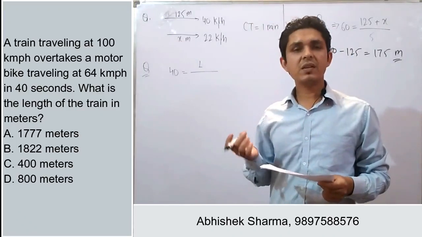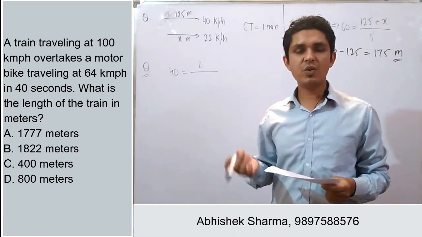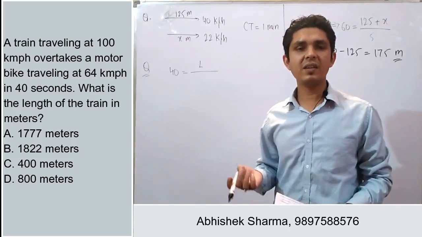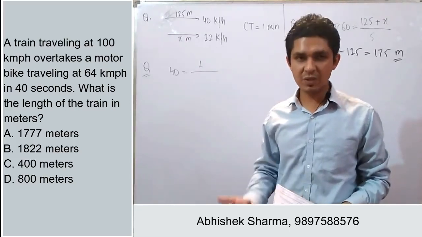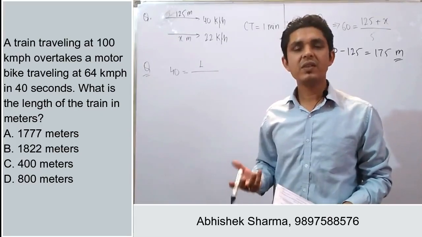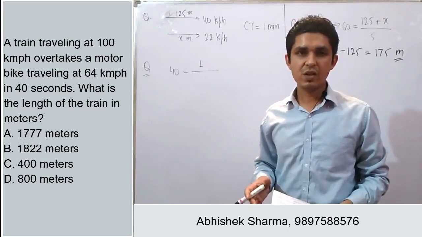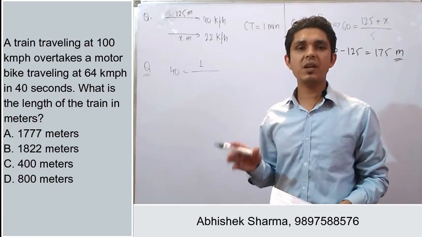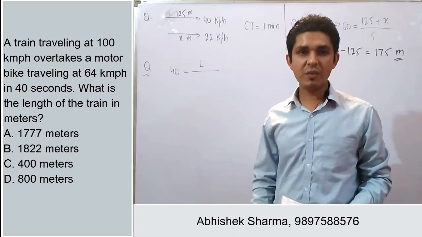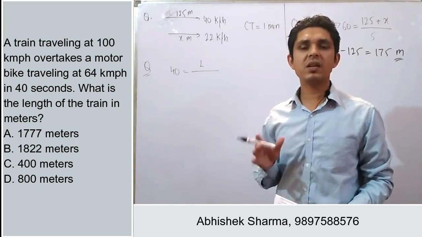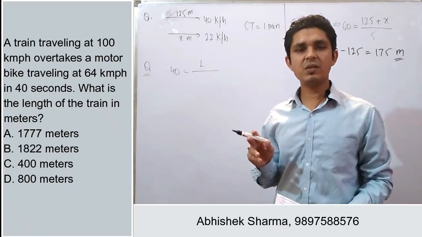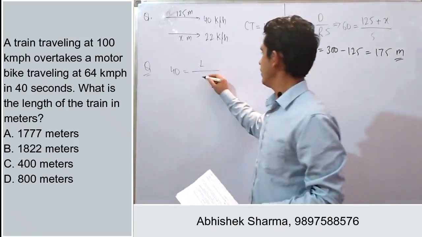Now when a train is overtaking a motorbike, then it is very obvious that both the motorcycle and the train will be going in the same direction, right? So when the direction is same, the relative speed will be subtracted. So here the relative speed will be 100 minus 64, and that is 36 km per hour. And when we convert this 36 km per hour into meter per second, just multiply it by 5 by 18 and this will give you 10.